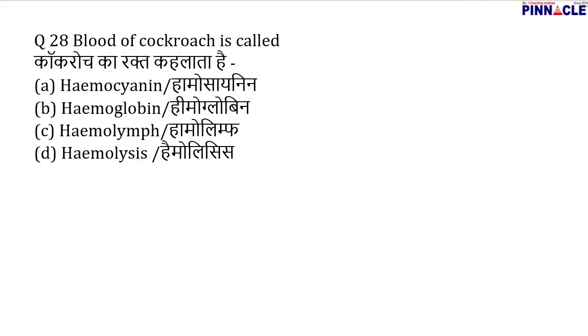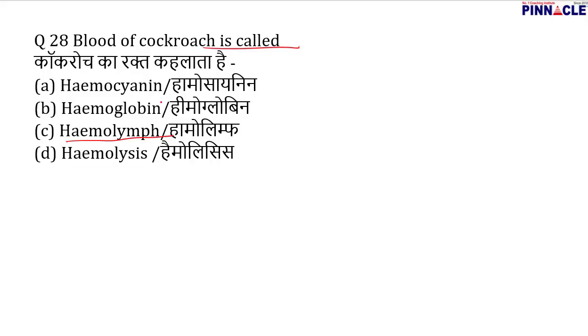Moving to question number 28. So question number 28 states that blood of cockroach is called. So we have to basically name the particular term which is given to the blood of cockroach. And blood of cockroach is said as hemolymph. Basically, cockroaches have an open circulatory system, and the blood in this case is said to be hemolymph, especially in the case of cockroach.